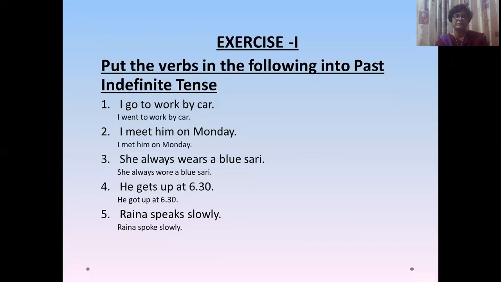Now the fourth sentence is, he gets up at 6:30. Now here the verb is gets. It will be changed into got. He got up at 6:30.